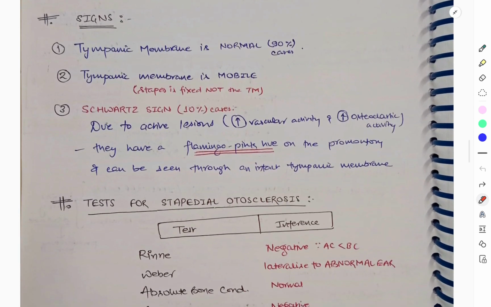So what are the signs that we can elicit? Here most of the time the tympanic membrane is normal and mobile, meaning the stapes is not fixed to the tympanic membrane. Third is the Schwartze sign. While explaining the pathophysiology, I told you about a phase of increased vascular activity and increased osteoclastic activity, that is the blue mantle of Manasse. Due to that active lesion, they have a flamingo pink hue on the promontory, and that can be seen through an intact tympanic membrane. This is called the Schwartze sign, seen in 10% of cases only.